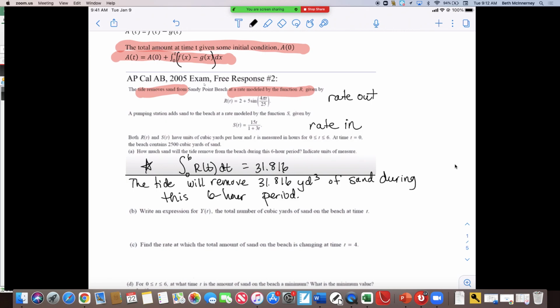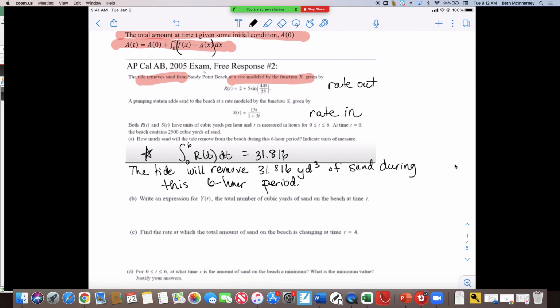Part B, write an expression for y of t, the total number of cubic yards of sand on the beach at time t. All right, so watch how we're going to do this, and we're using what we highlighted up here. So y of t is going to be the initial amount, which is 2,500, plus, then I'm going to have the integral from 0 to 6, and you're going to do rate in minus rate out. So that's going to go S of t.